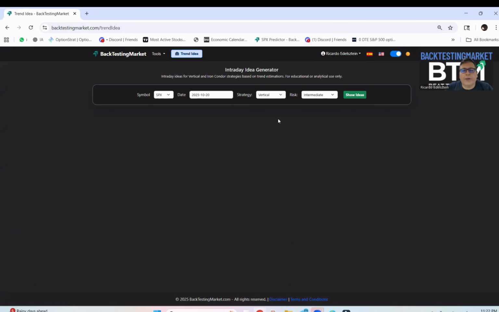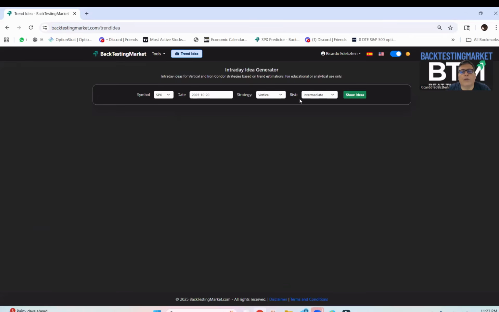This is the trend idea. So here you will choose the symbol that you want to have the idea for. And remember, this is just an idea. We're not financial advisors, so you have to analyze these ideas. You can choose SPX, root, SPY, QQQ, XSP.